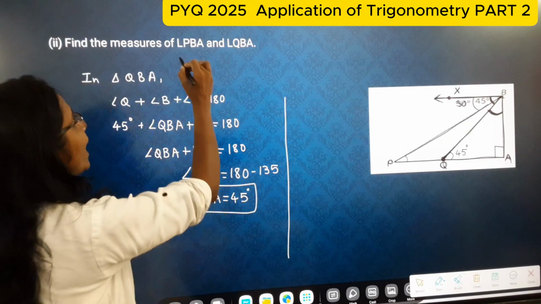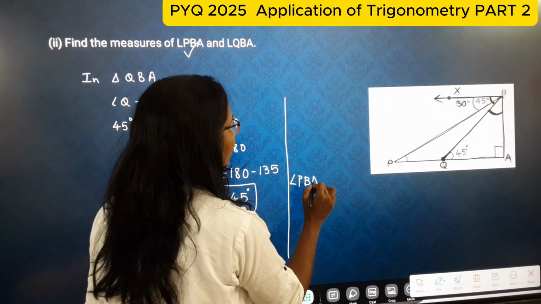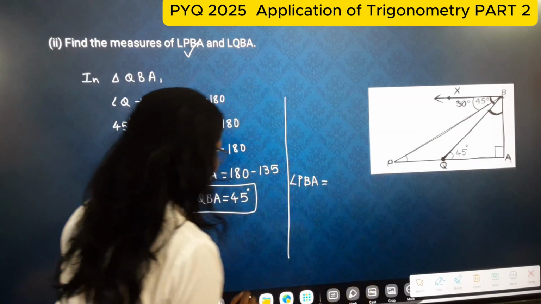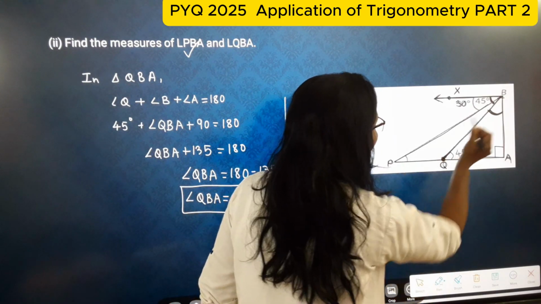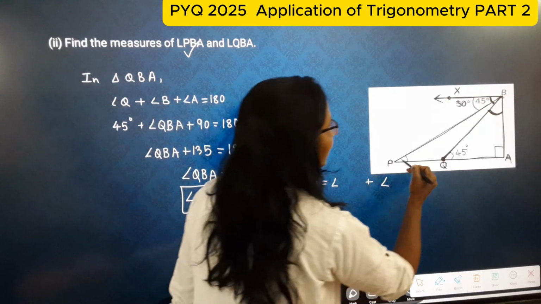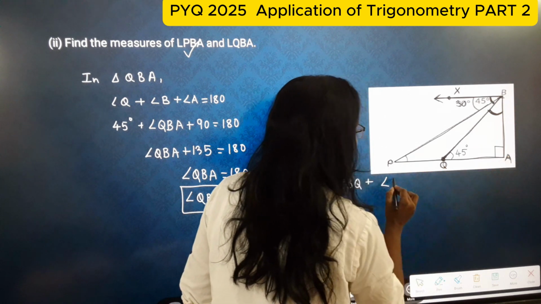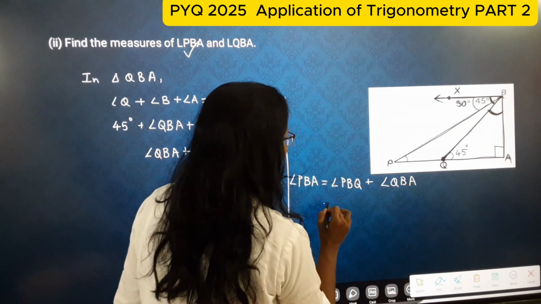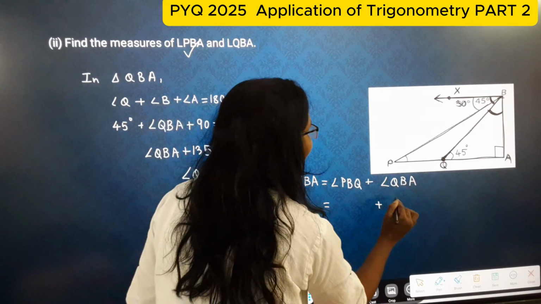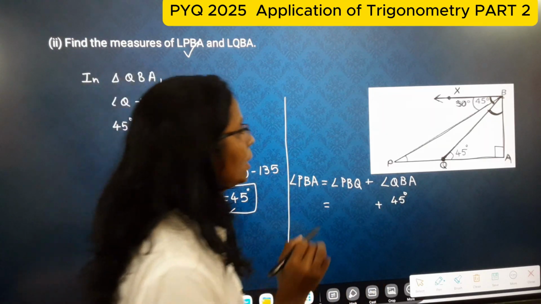Now we have to calculate angle PBA. So how can we calculate the angle PBA students? The angle PBA is the addition of both the angles, the addition of angle PBQ plus angle QBA. Now students, we know that the angle QBA is equal to 45 degrees. Okay, we calculate here. But now the angle PBQ.